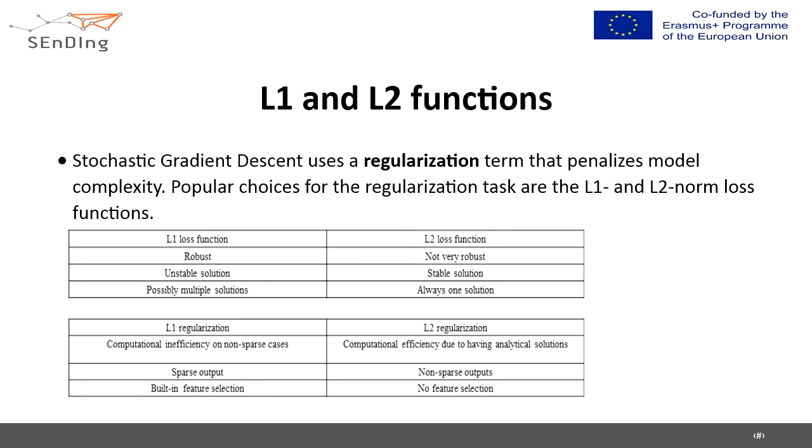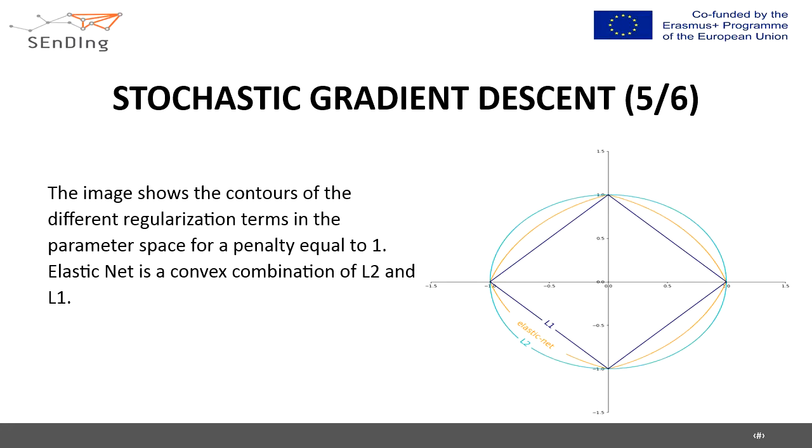Stochastic gradient descent uses a regularization term that penalizes model complexity. Popular choices for the regularization task are the L1 and L2 norm loss functions. The image shows the contours of the different regularization terms in the parameter space for penalty equal to 1. ElasticNet is a convex combination of L2 and L1.